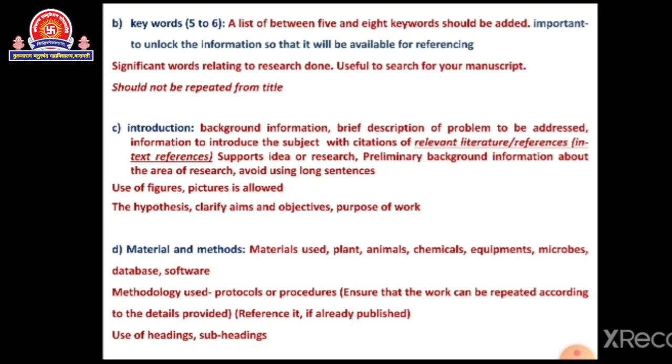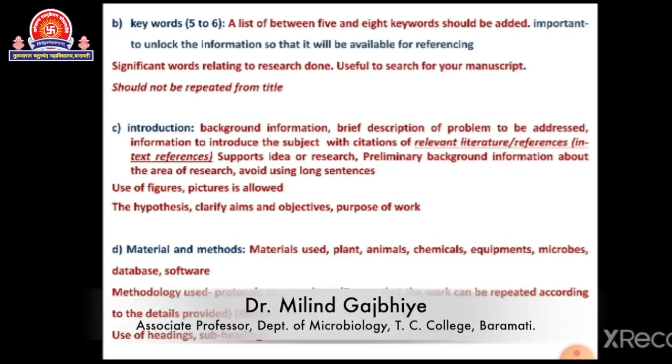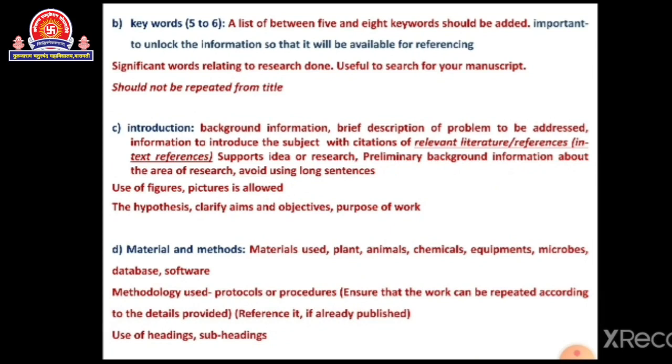So these keywords are important to unlock the information so that it will be available for referencing by others. So basically the idea is that if you are interested in finding out your article, what we can do is directly copy paste this title in Google. Another way is you can copy paste keywords in Google.